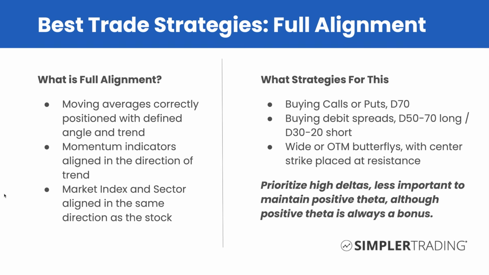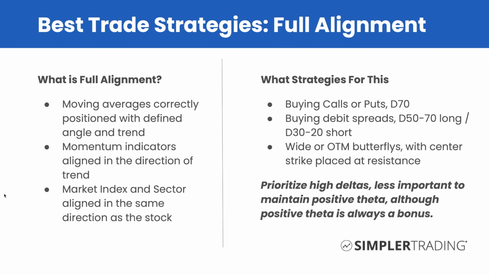So in that case, we'd be buying a debit spread. We could buy any call for a long, let's say between delta 50 and delta 70, and then we would short another call in the same series. That would be something like delta 30 to delta 20, creating a debit spread. Our third option would be wide or out of the money butterflies with the center strikes placed at resistance.